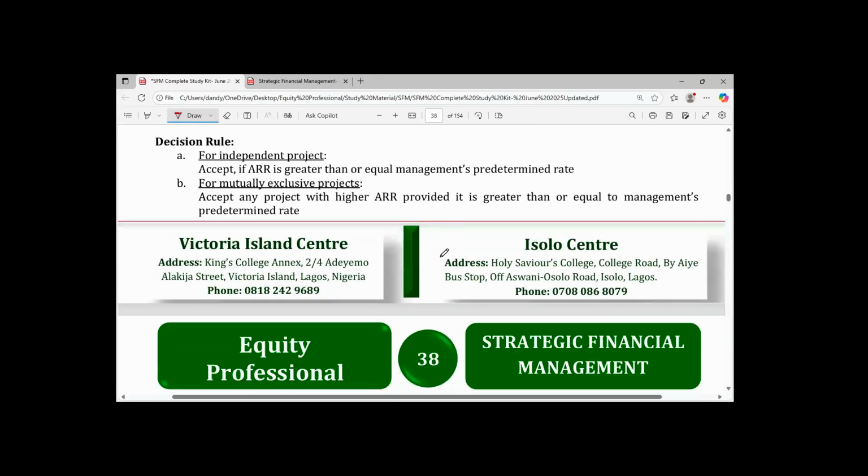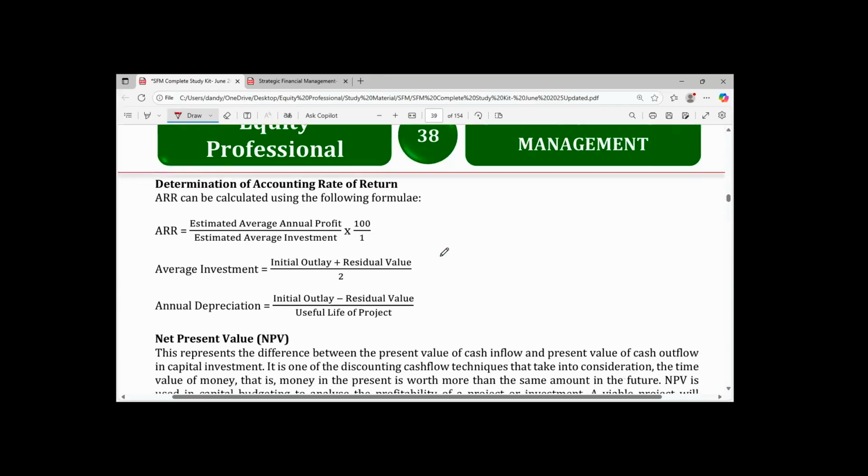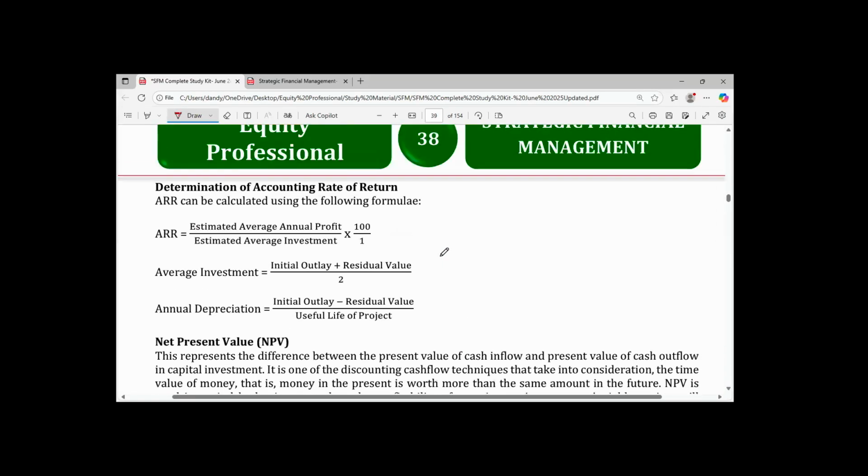Okay. So how do you then calculate accounting rate of return? Of course, before you begin to calculate accounting rate of return, you must first of all carry out some steps. You do some workings. The first working you are going to do is to calculate annual depreciation.